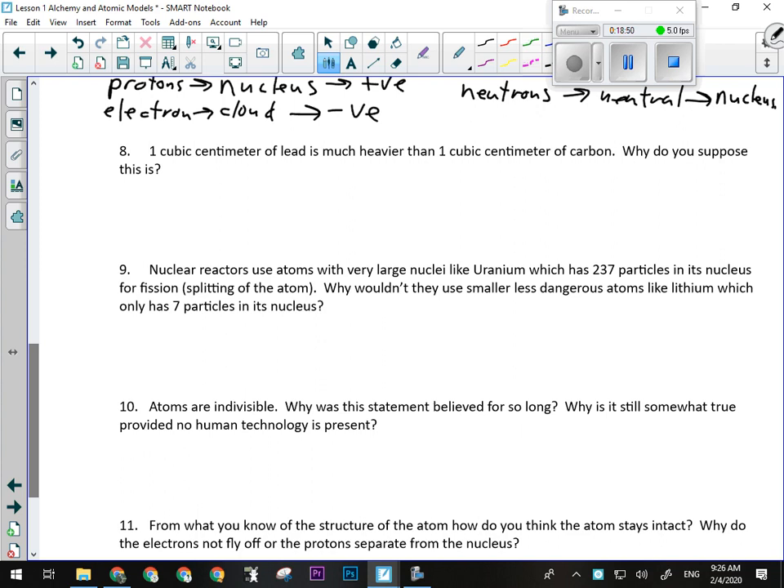Right, we talked about number 9 already, nuclear reactors splitting large nuclei of uranium atoms. So why wouldn't we use less dangerous, smaller atoms? We talked about that as well. If they're smaller, they don't have as much energy and they're harder to hit. Hitting a uranium atom in a nuclear power plant is like putting a bullet through the side of a barn from 10 feet away. If you're trying to hit a lithium atom, that's like trying to split a hair from a mile away. You're not going to do that. It's just a smaller target.